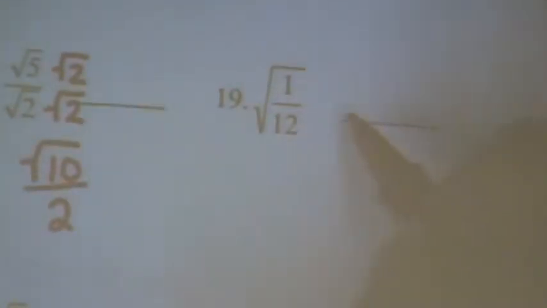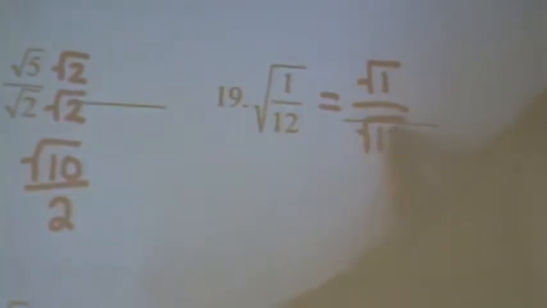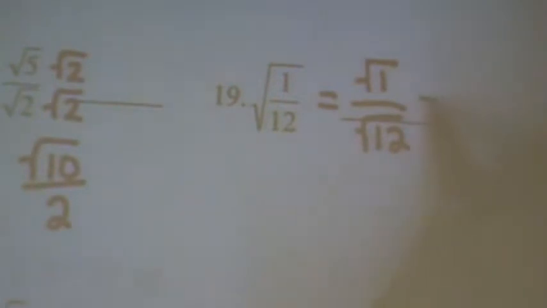Something they relate to. How about 19? What can you simplify? Do you know when you have one big radical, it's the same as the square root of 1 over the square root of 12? You can do that. Do you know what the square root of 1 is? It's 1. Do you know what the square root of 12 is? 2 times 2 times 3. So 2 squared. Yep, 2 root 3. So I just simplified my problem.